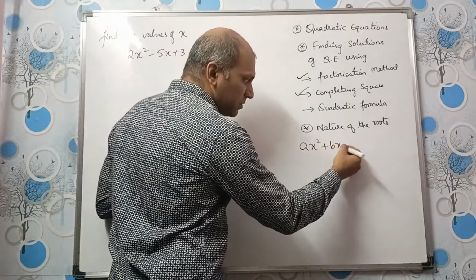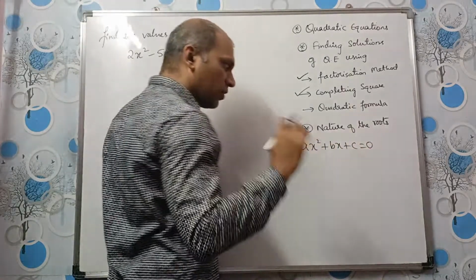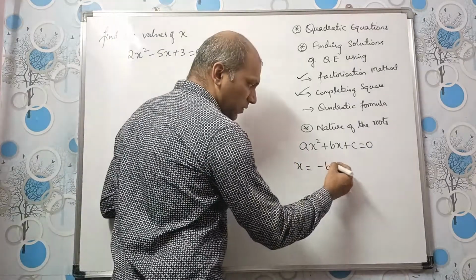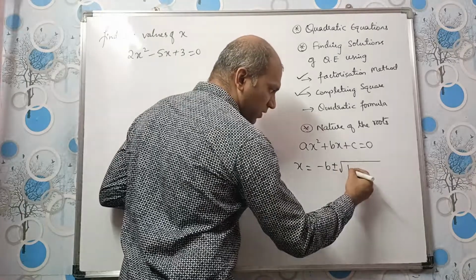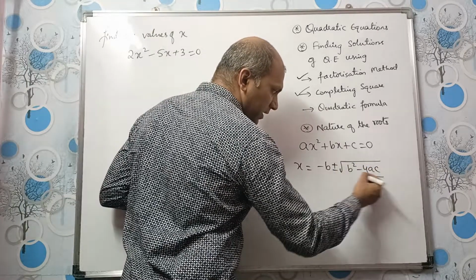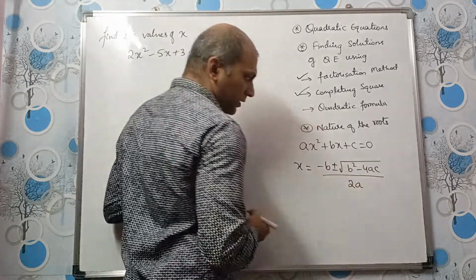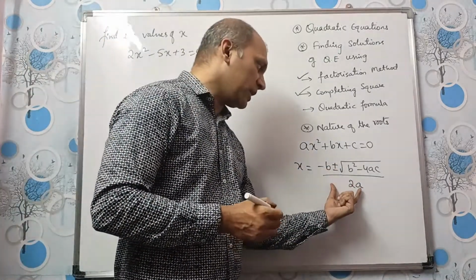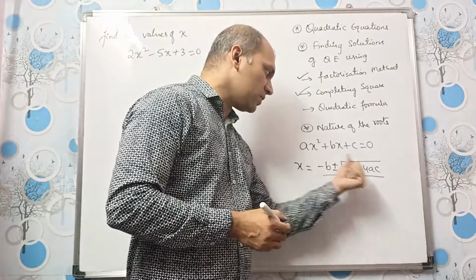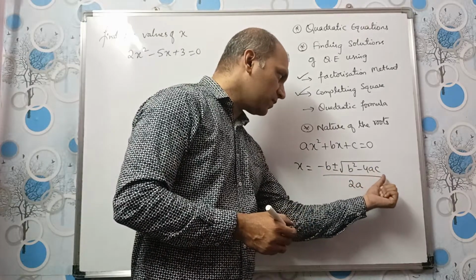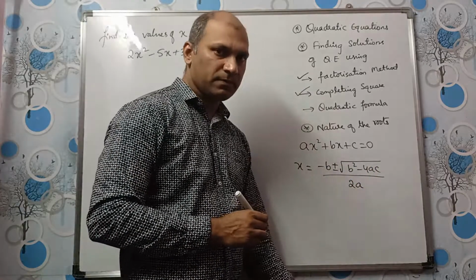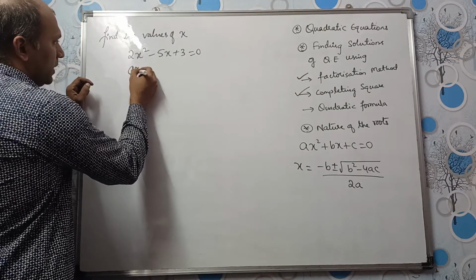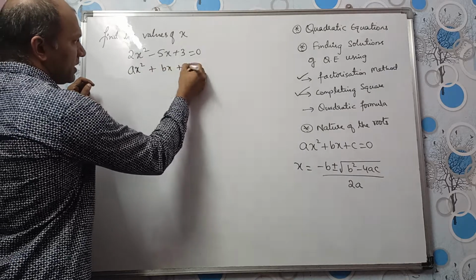If ax square plus bx plus c equal to 0 is a quadratic equation, values of x can be found using this formula: minus b plus minus root of b square minus 4ac divided by 2a. Okay, this is the quadratic formula. Memorize this: minus b plus minus root of b square minus 4ac divided by 2a. Now see, this is of this form only, ax square plus bx plus c equal to 0.